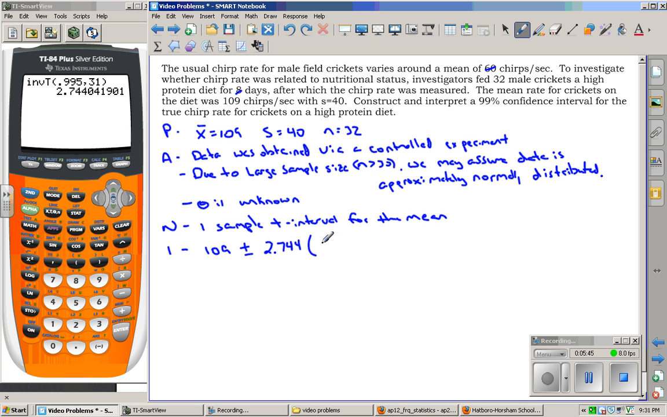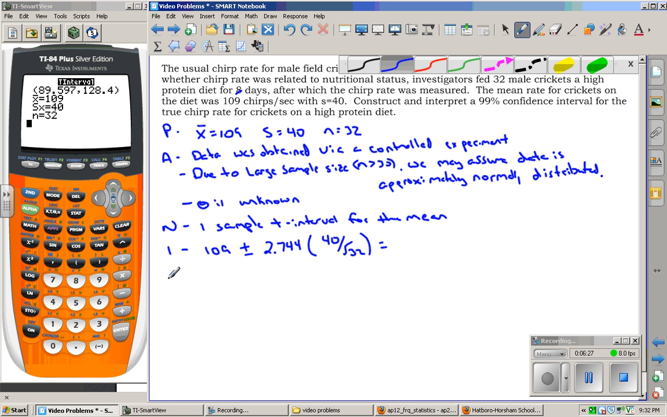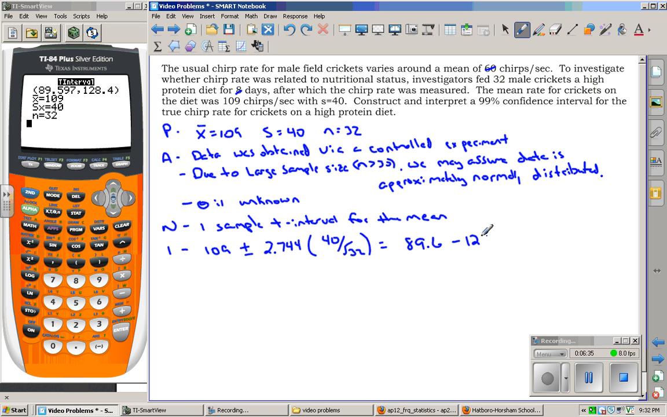Times, now we can use our sample standard deviation divided by the square root of 32. Once again, you could just plug all this into your calculator and calculate it by hand, or you can do what I'm going to do, which is go back to my calculator one more time, go over to tests, go down to t interval, it's number 8. We have the stats this time, so we put in the stats. X bar is 109, standard deviation of 40, n of 32. We want a confidence level of 0.99, and then we go down and hit calculate. It thinks for a minute, and there it is. It gives us our interval: 89.6 to 128.4. And that's going to be our interval.